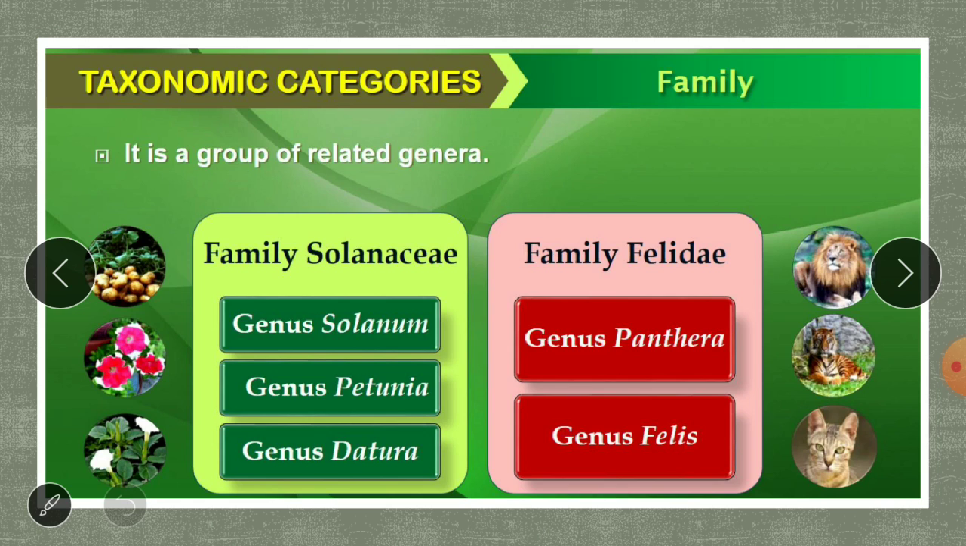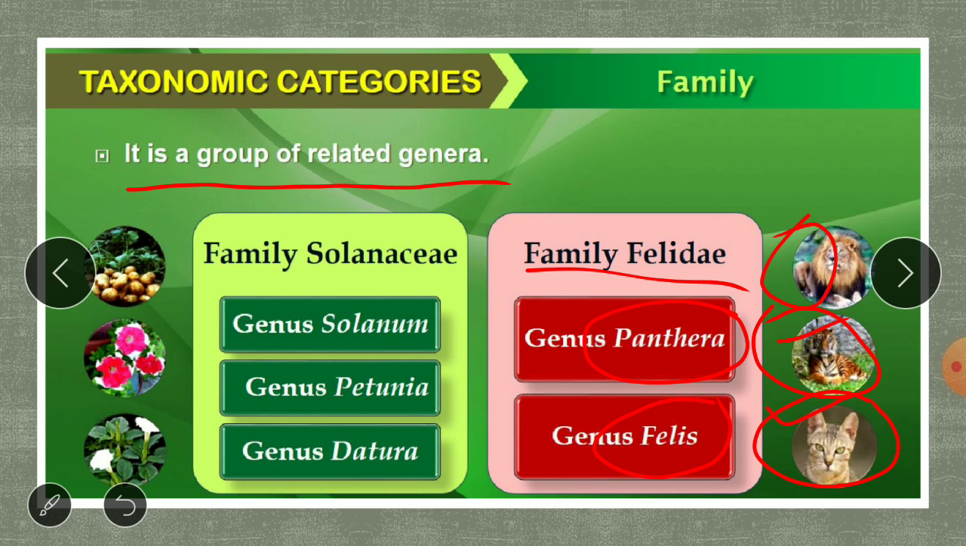Then coming to the next, family. It is nothing but a group of related genera. Genera which have common features are put into the family. Example, cat, tigers, that is the genus Panthera and the genus Felis. Cats have some features which are common to the tigers and the lions. So they are put into a common family, that is the Felidae.